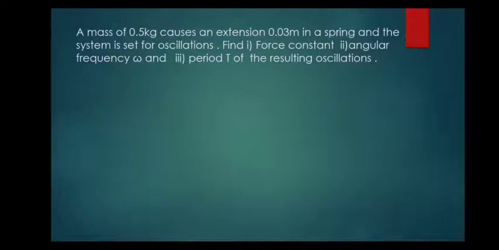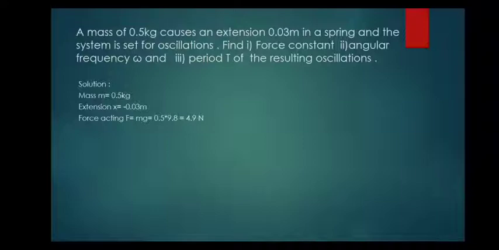A mass of 0.5 kg causes an extension of 0.03 meter in a spring and the system is set for oscillations. Find the force constant, angular frequency omega, and period T of the resulting oscillations. It is given that mass is 0.5 kg and extension is x = 0.03 meter. So the force acting is F = mg, which is equal to 0.5 into 9.8, where g is 9.8, acceleration due to gravity, so it will be equal to 4.9 Newton.